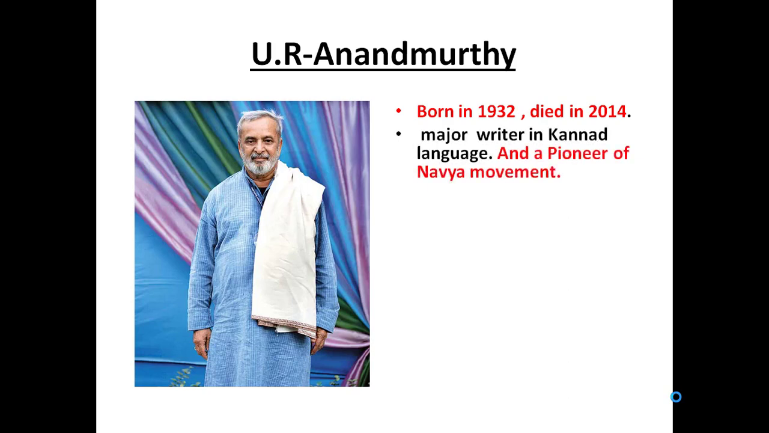U.R. Anantha Murthy was born in 1932 and died in 2014. He is a major writer in the Kannada language and also a pioneer of the Navya movement. Now, what is the Navya movement? If you translate the word Navya into English, you will find that Navya means modern.